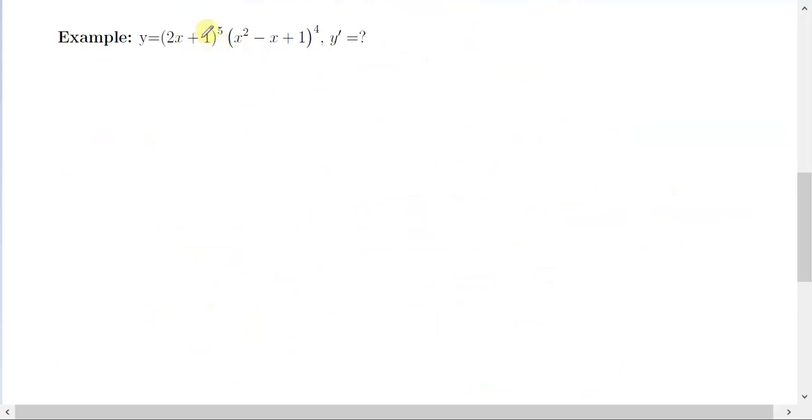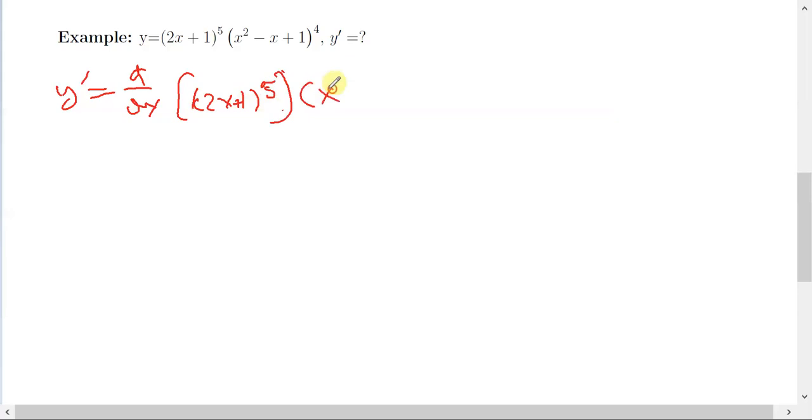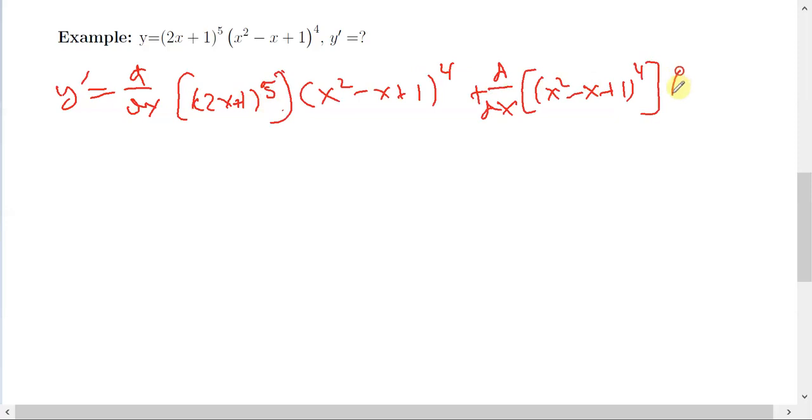But from what I'm looking at, it's a product. So if I want to take the derivative, the first thing I see is a product. So it's the derivative of the first, which is (2x plus 1) to the 5th, times the second. I'm getting too many. Let's try again. Times the second, which is (x squared minus x plus 1) to the 4th, plus the derivative of the second one, the derivative of (x squared minus x plus 1) to the 4th, times the first, (2x plus 1) to the 5th.